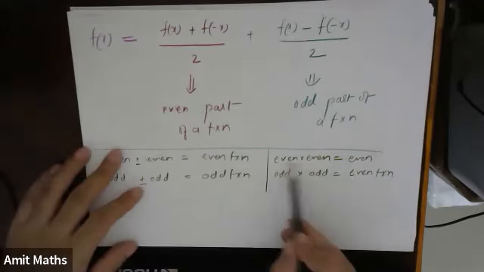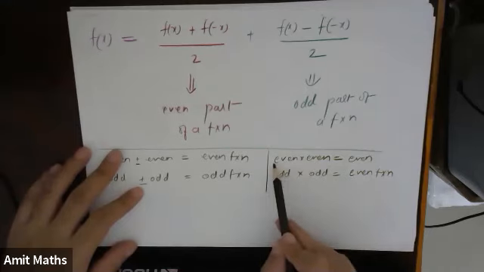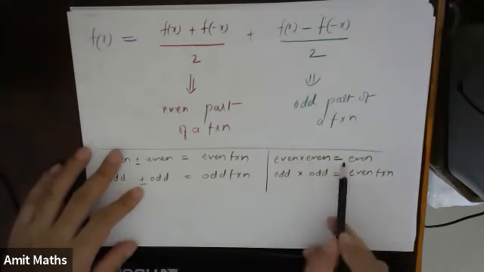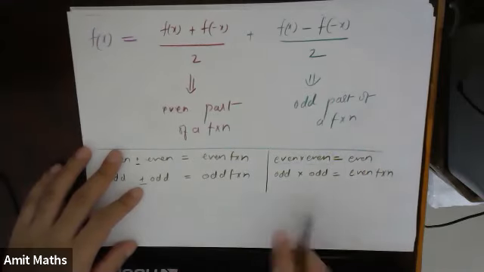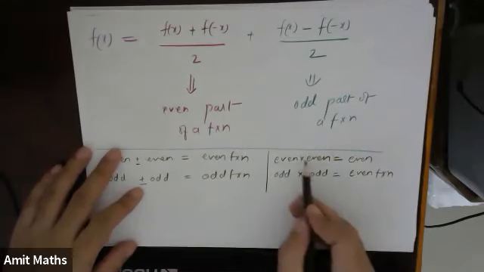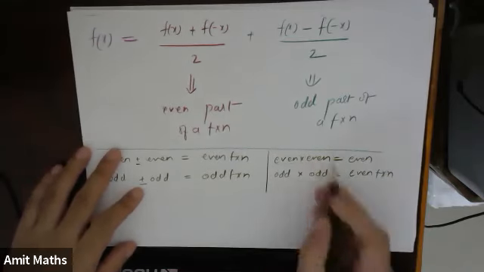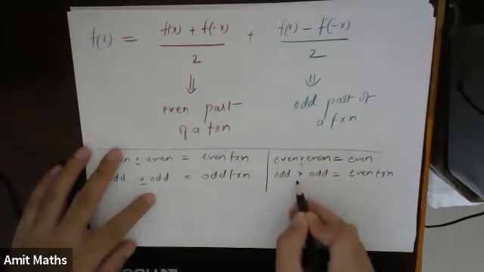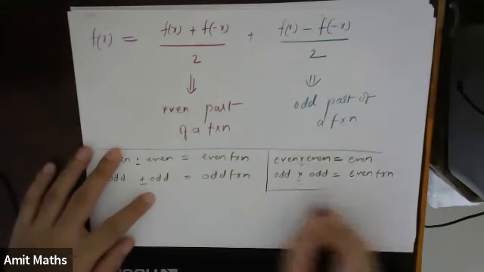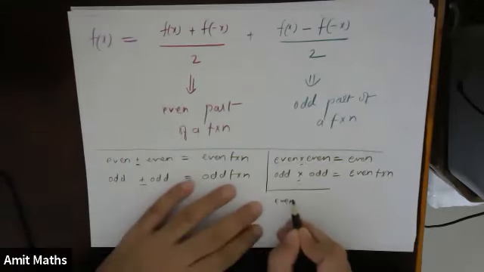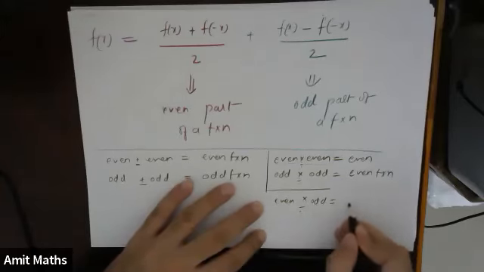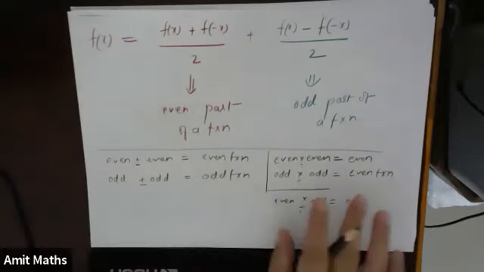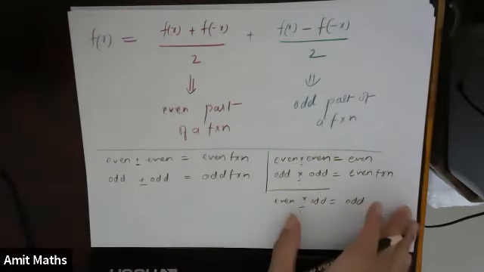If you multiply an even function with an odd function, what will you get? You will always get an odd function. Or divide, even division will also always give you an odd function. So this is multiplication as well as division. Even either multiplied or divided with odd will always give you odd. I think this is very basic, so that's why I'm not explaining.